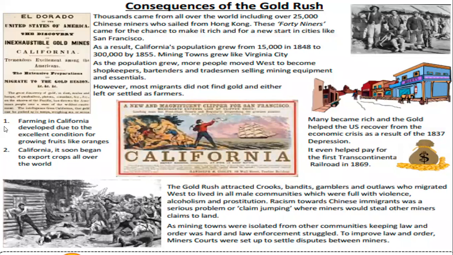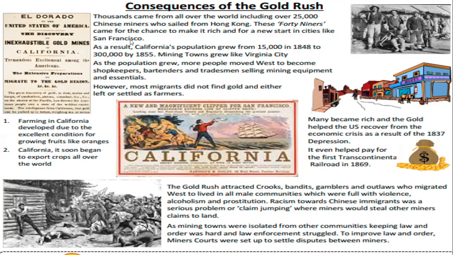Most important thing you need to know for this is what were the consequences. Now, my advice would be to make a good consequences, bad consequences table, because it really did depend on what sort of person you were. So thousands of people came from all over the world, including over 25,000 Chinese miners who sailed from Hong Kong. They came to America because there was a famine going on, and they thought that America would be an opportunity to start afresh. These 49ers, or prospectors, came for the chance to make it rich and for a new start in cities like San Francisco in California.